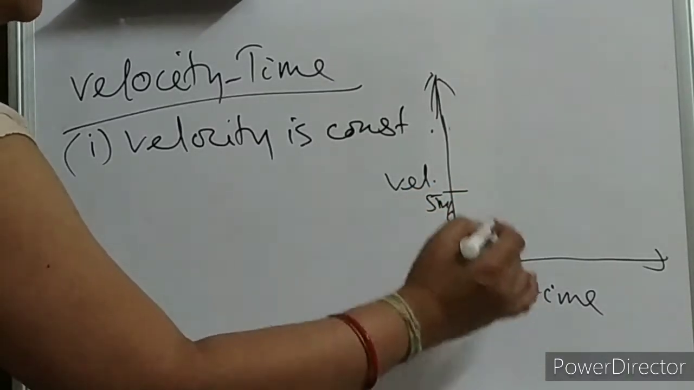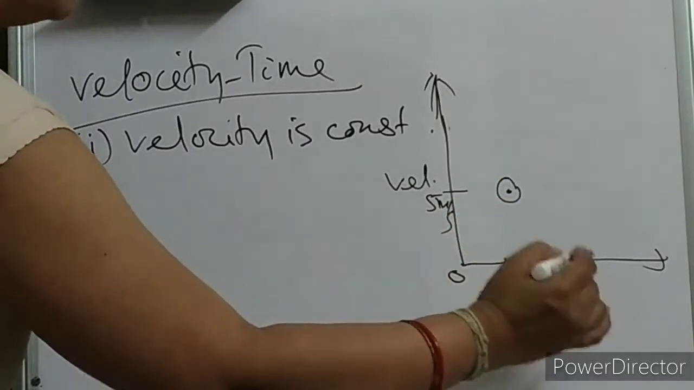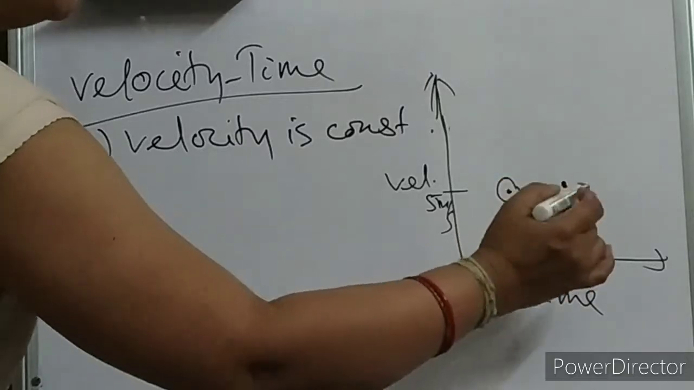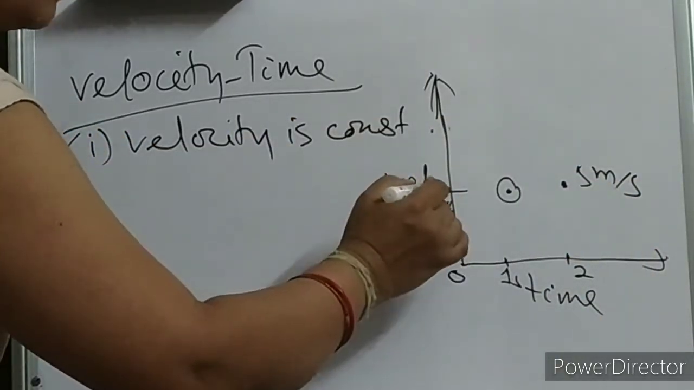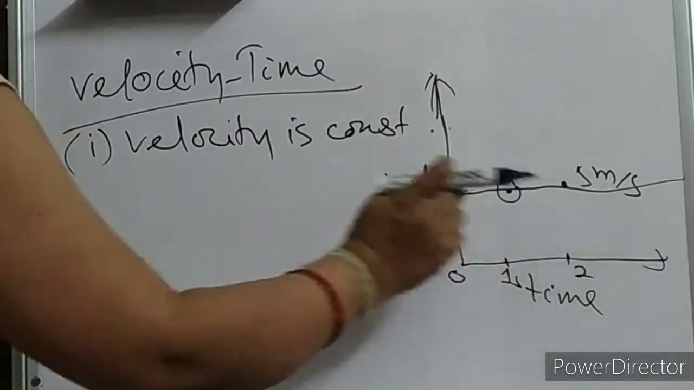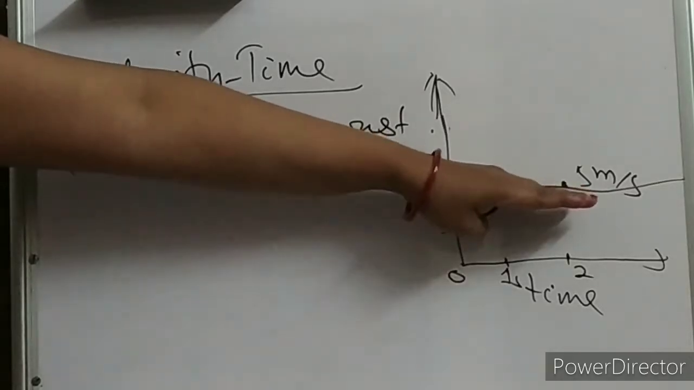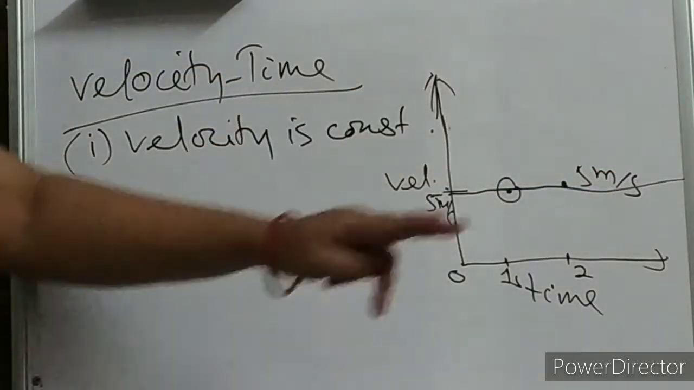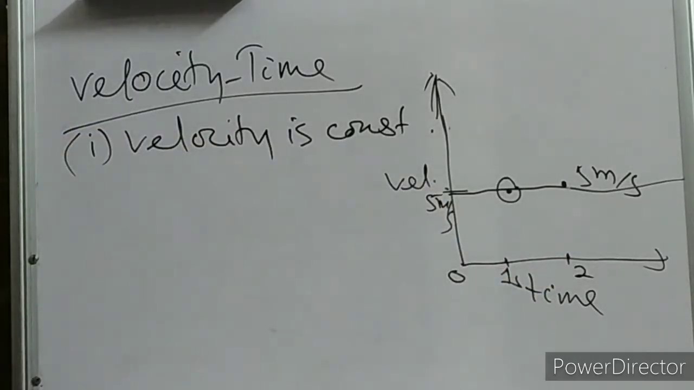After 1 second, the velocity is also the same, 5 meters per second. After 2 seconds, the velocity is also the same, 5 meters per second. Velocity is constant. So how are we getting the graph, children? Time is changing but velocity is constant. So which type of graph are we getting? We are getting a straight line, and that line is parallel to the time axis.